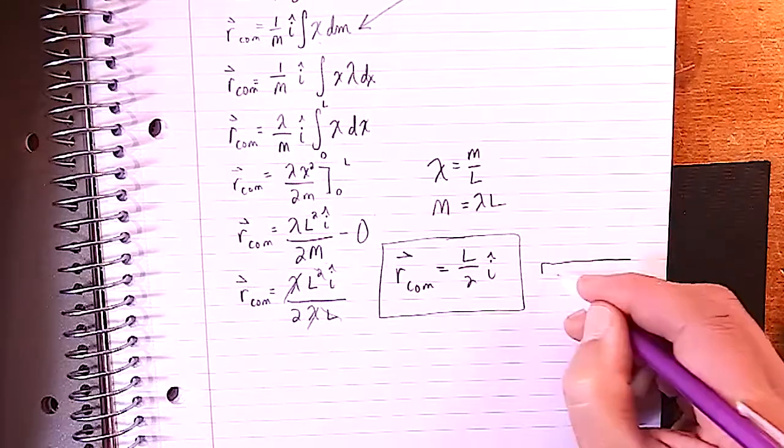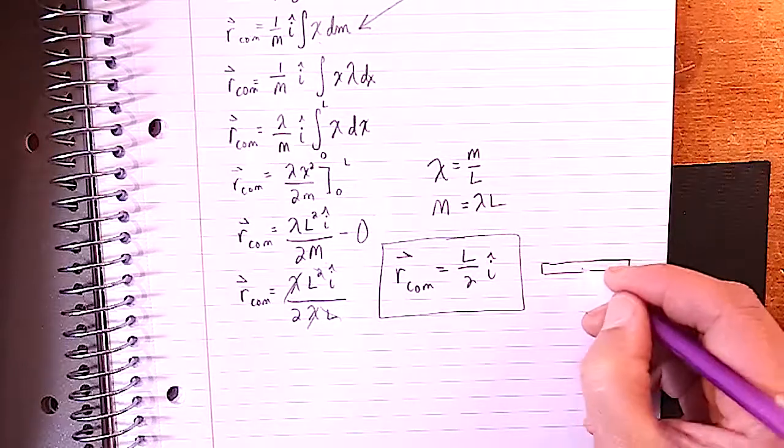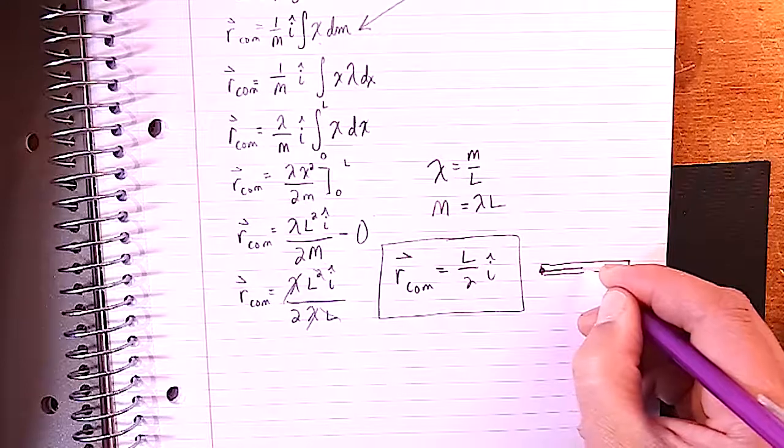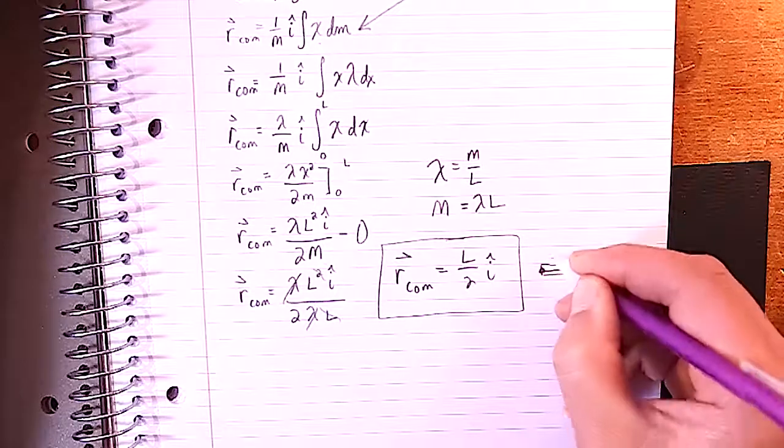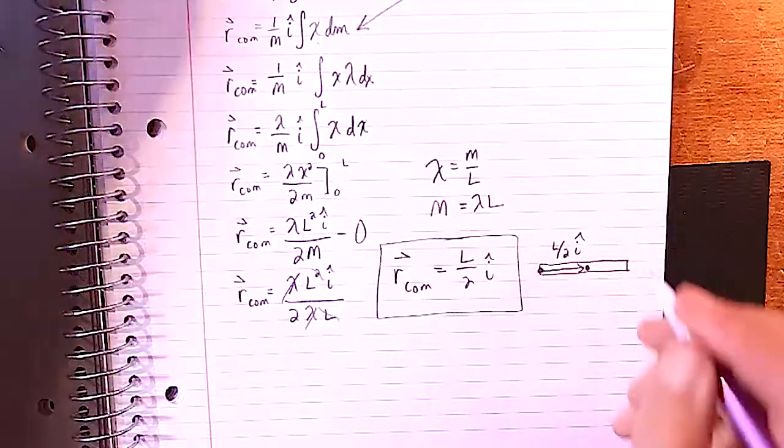Where is the center of mass of a rod or a bar of length L? Well, from here, it's out L over 2 in the I hat direction.